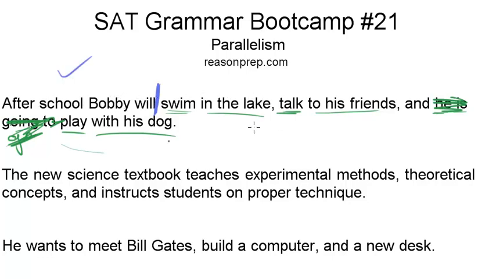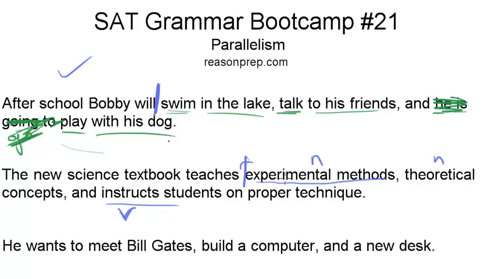Let's go look at another example. The new science textbook teaches experimental methods, theoretical concepts, and instructs students on proper technique. All right. Sounds kind of okay, but what's the problem with it? Well, again, we've got a list. The new science textbook teaches, okay, we cut it off here. First part, experimental methods, noun. Theoretical concepts, noun. And instructs students, verb. So we've got an issue here.